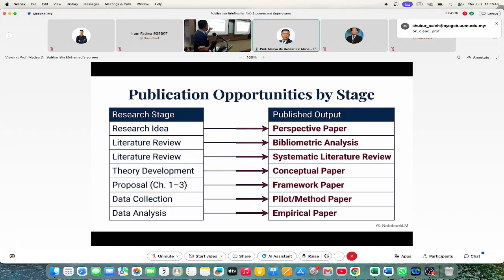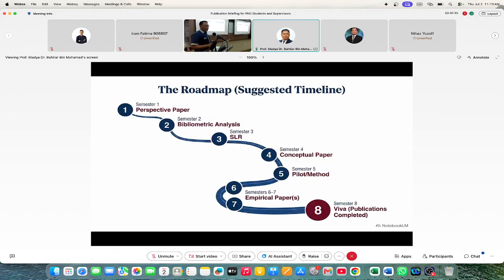Okay, every section you can publish a paper. So framework paper, data collection, a pilot method, and empirical paper. So don't say that, oh, it's very difficult, because these are stages. Once you write your chapter 3, you write a very thorough chapter 3, then from chapter 3 you can publish a paper. Okay. This is a roadmap, a suggested timeline.